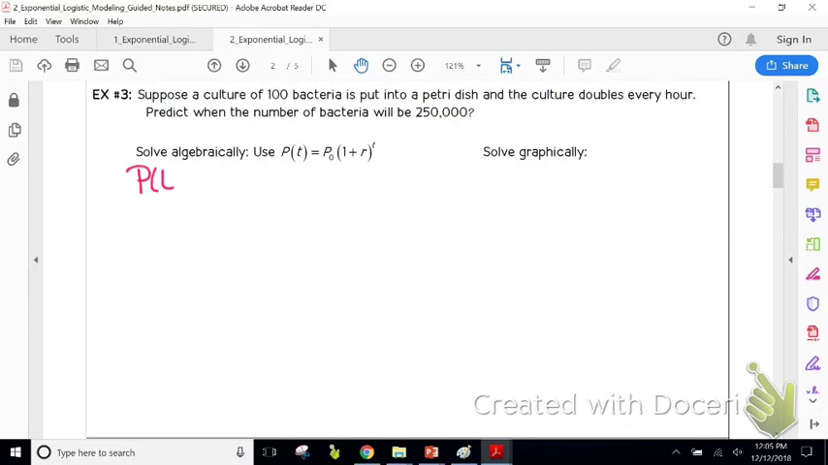So we know it's going to be P of T equals, do we know the initial amount? 100, right? Times 1, oops, that's not a 1. 1 plus, what's my rate? Yeah, it's doubling, so it's 100%, right? So it's plus another 1. That's how they get the 2, just so you know. To the T.